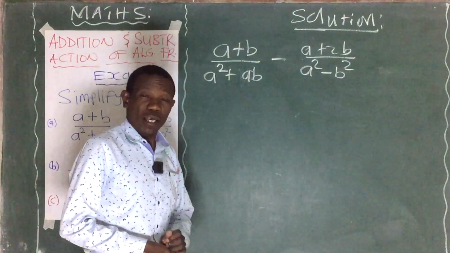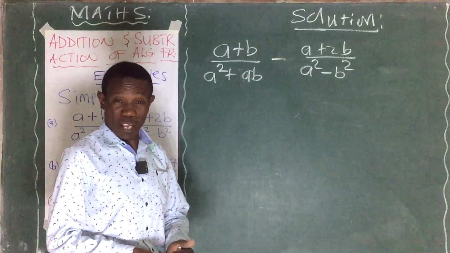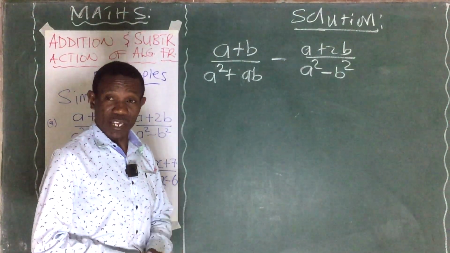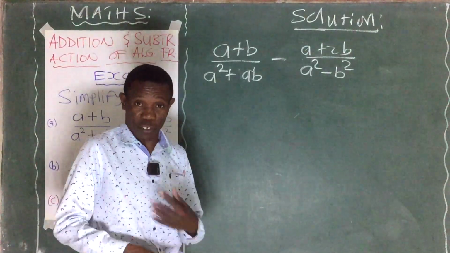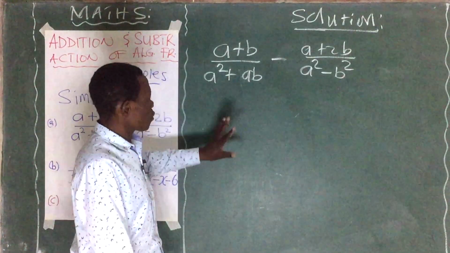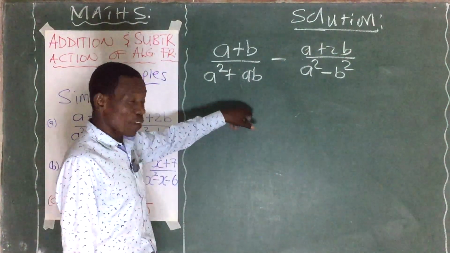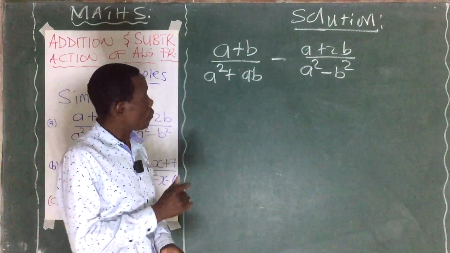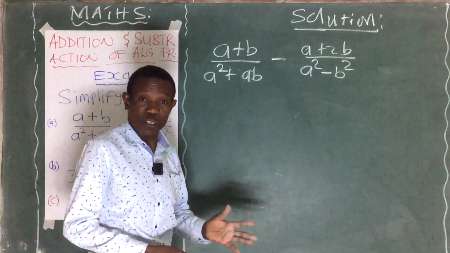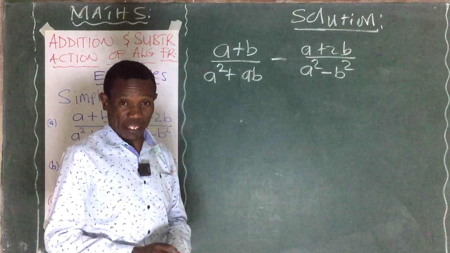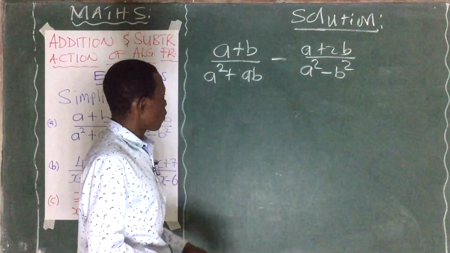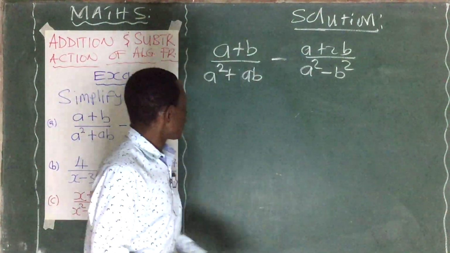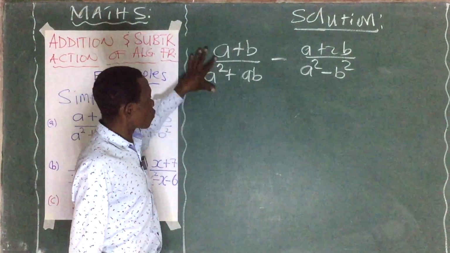Each time you need to simplify algebraic fractions, the foremost thing you need to consider is factorization. Try to check the expressions on each and every fraction. Can they be factorized? If it is possible to factorize those expressions, please do that. The aim is to simplify the fractions, because it's easier to operate on fractions which are well simplified.